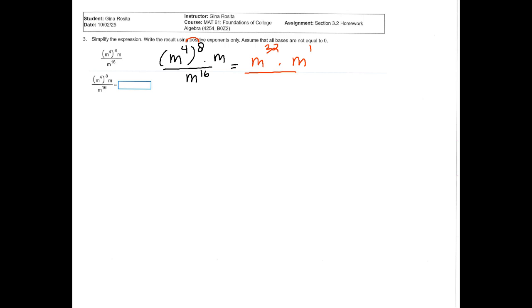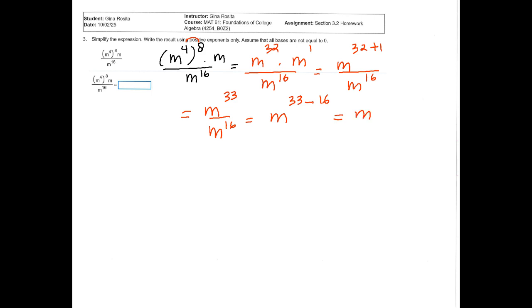Use the product rule. So you add the exponents: m to the 32 plus 1 over m to the 16. The answer becomes m to the 33 over m to the 16. Now use the quotient rule. So m to the 33 minus 16. The answer is m to the 17. This is for number 3.